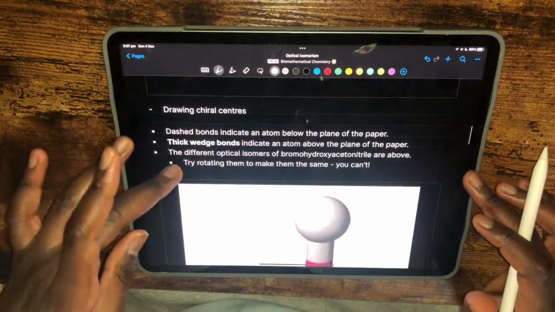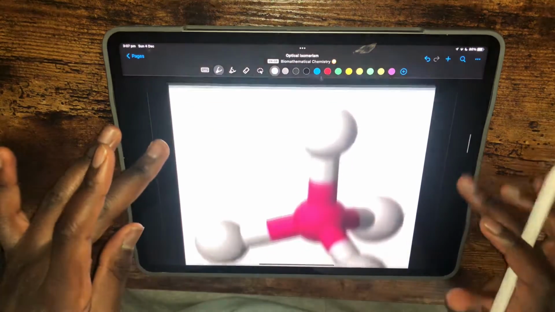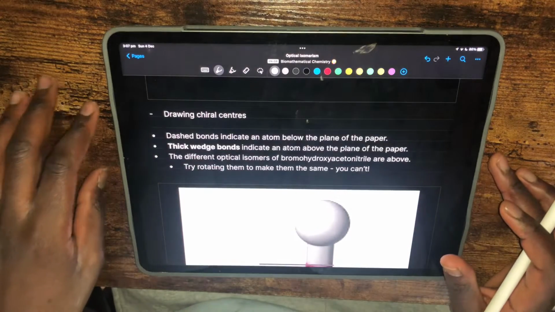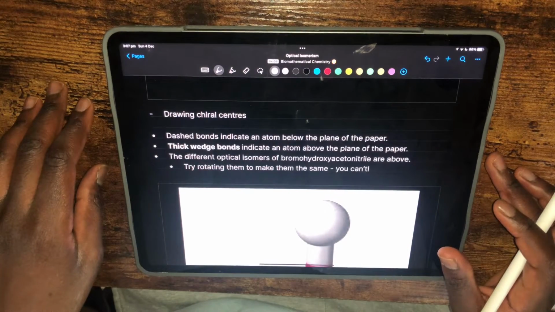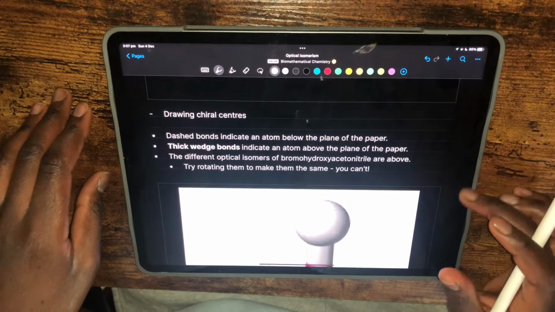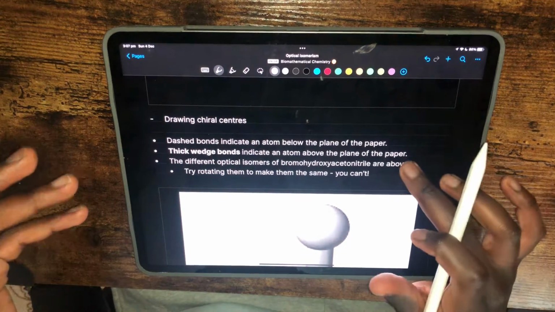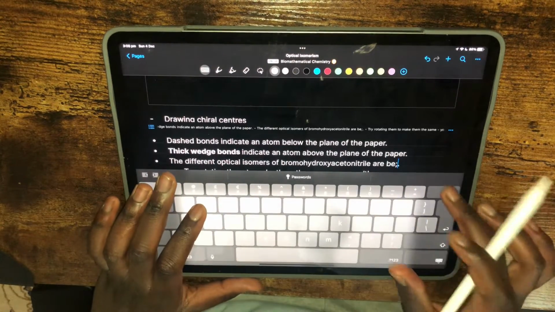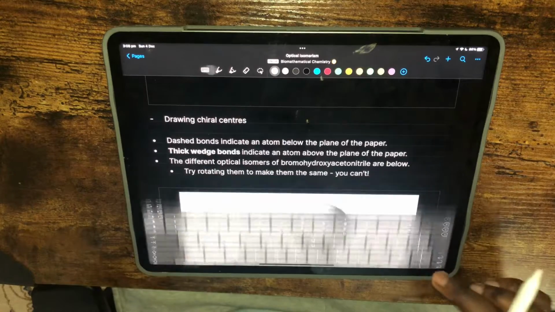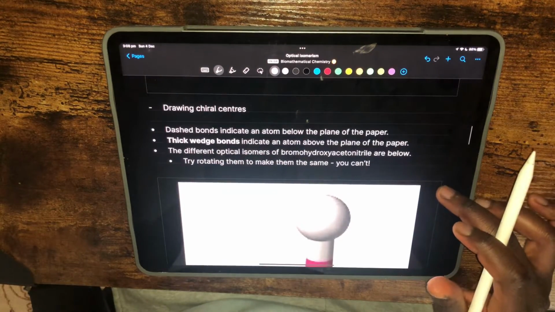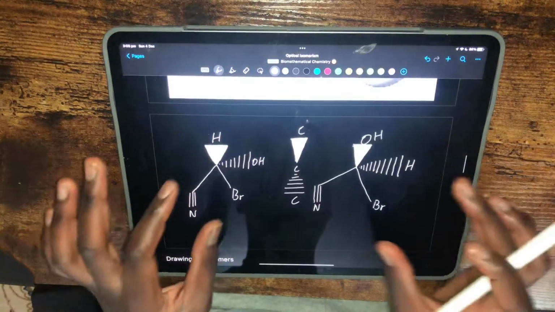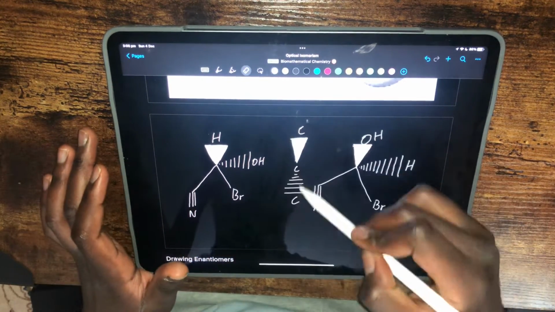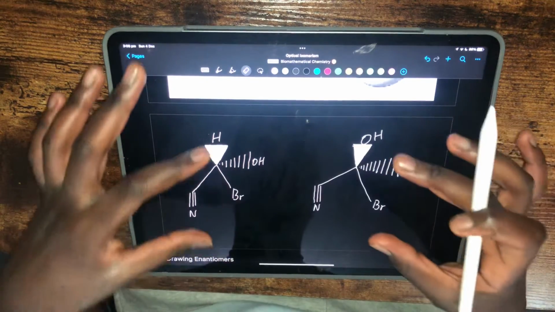So different optical isomers of, I've used bromo here. So different optical isomers of bromo hydroxy acetonitrile are above, or I should say above, this should be below. I did just copy this straight from Seneca, some of these things. So if I try to rotate these two, these are exactly this. These compounds are optical isomers of one another, right?